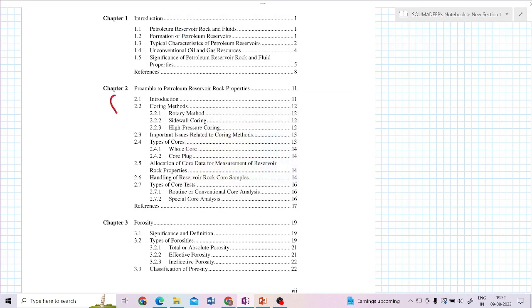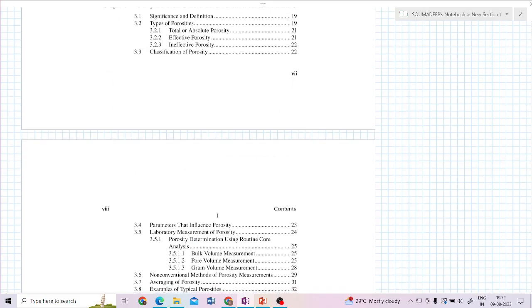So we will be studying the first chapter, which is core analysis, coring methods. We will see the rotary method, sidewall coring, high pressure coring. Let's see the whole core and plug. We will discuss it very briefly, and you will be able to understand the concept very clearly.